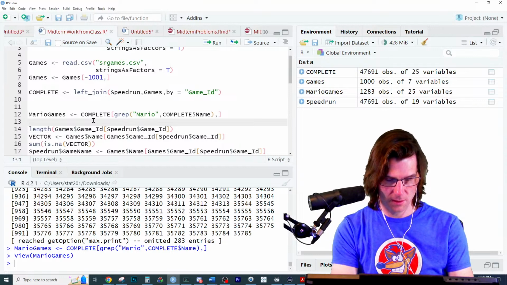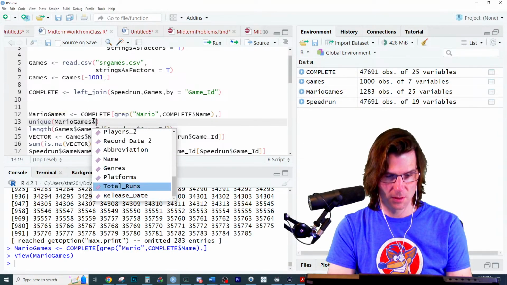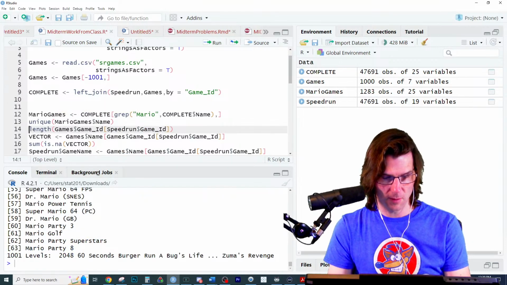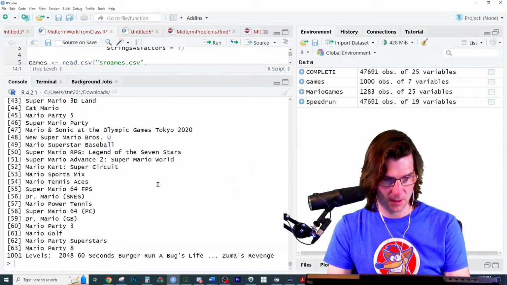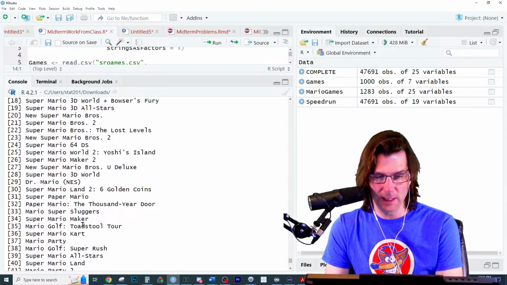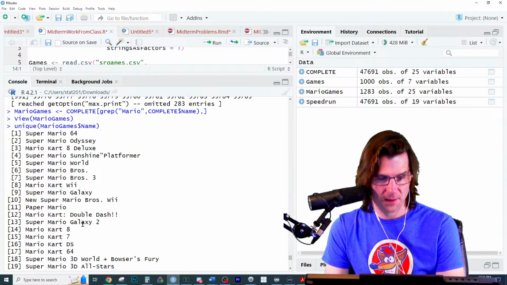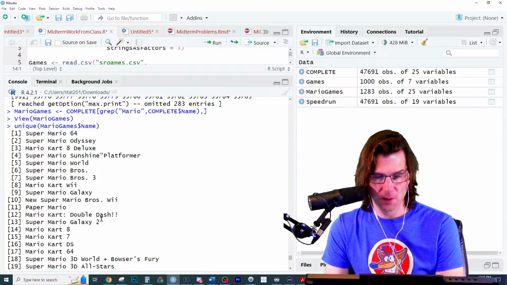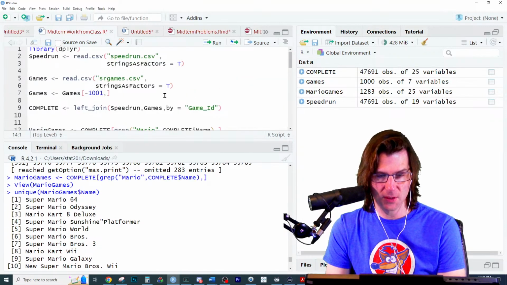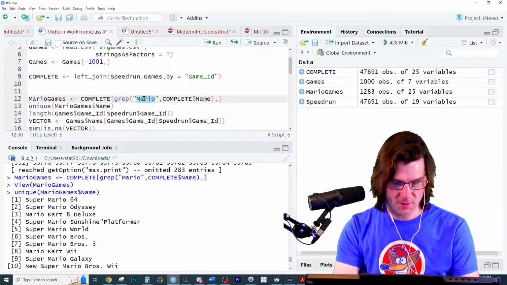And let's go to unique Mario games. There we go. There's all the Mario games. Cat Mario, I know that one. Those are all the unique Mario games that people have speedrun in this data set. Super Mario 64, Super Mario... God, so many Super Mario games. We could just do just Super Mario games. So we could go right here and only take the Super Mario games.